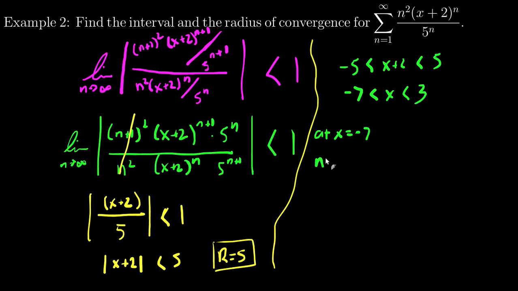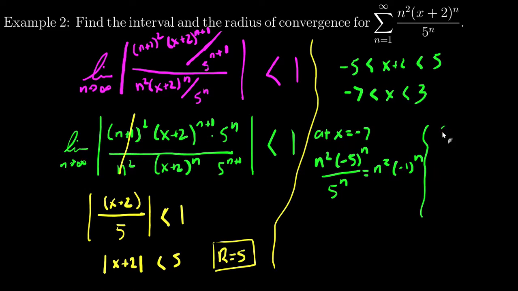Let me put that in there first. n squared times negative 5 to the n divided by 5 to the n. The negative 5 to the n over 5 to the n gives me negative 1 to the n. But this definitely diverges. The terms don't approach 0. As n approaches infinity, they get closer and closer to positive and negative infinity. So we don't have an equal to here.